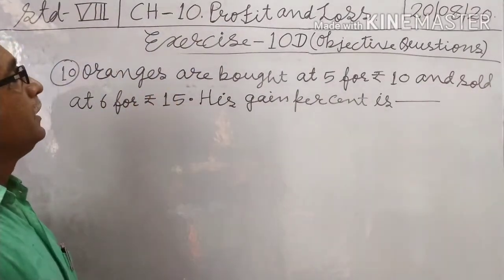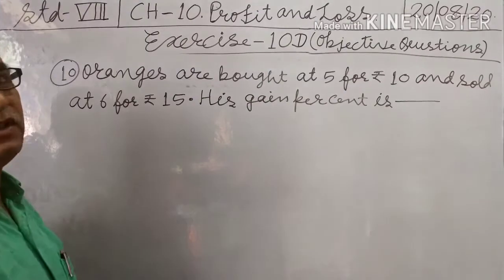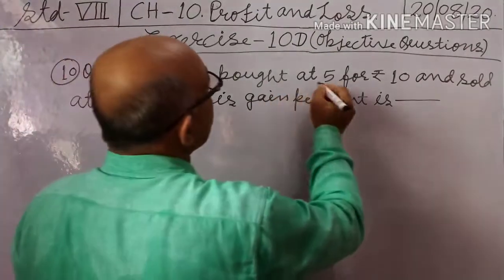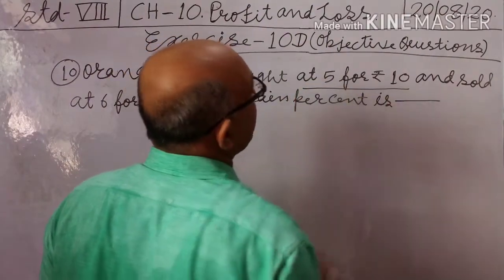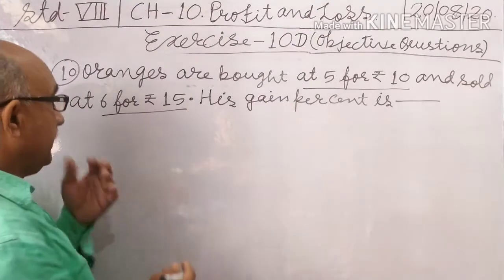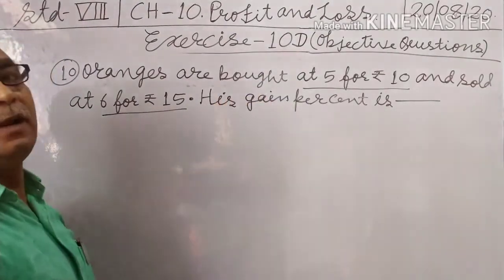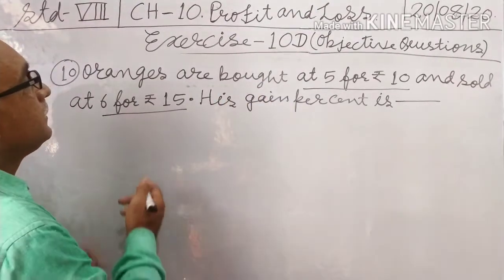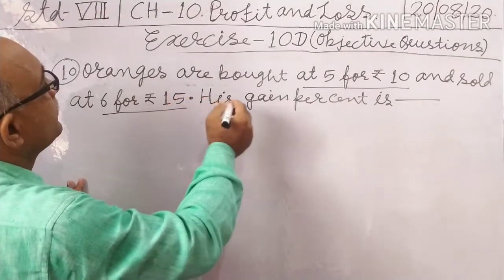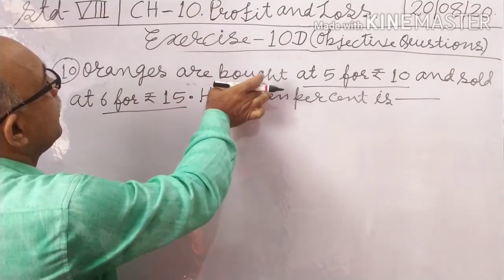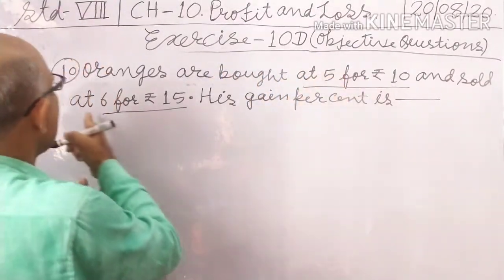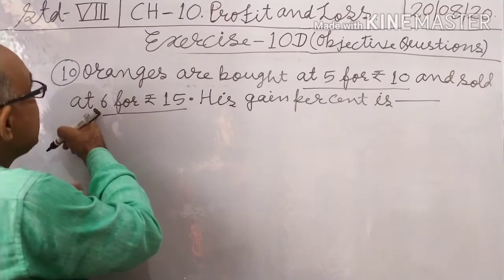Oranges are bought at 5 for 10 rupees and sold at 6 for 15 rupees. His gain percentage. Here the number of bought oranges is 5 and the number of sold oranges is 6.